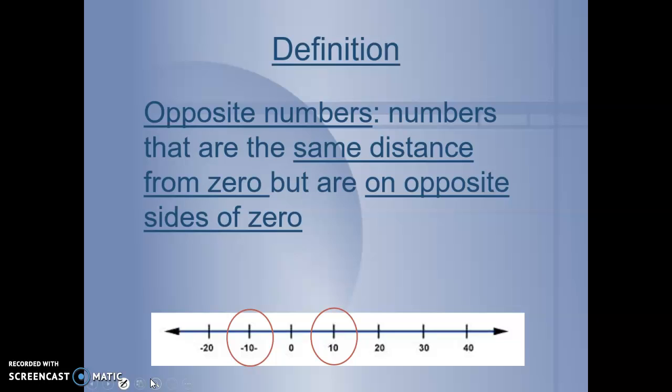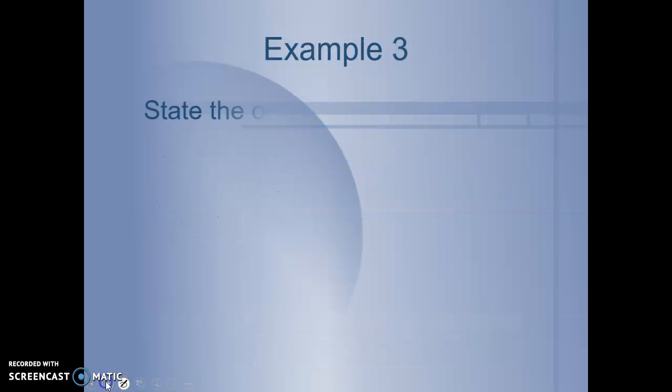Opposite numbers are numbers that are the same distance from 0, but are on opposite sides of 0. So 10 and -10 are opposite numbers. 20 and -20 are opposite numbers. Do you know the opposite of 30? It's not on the number line, but that's right, -30.